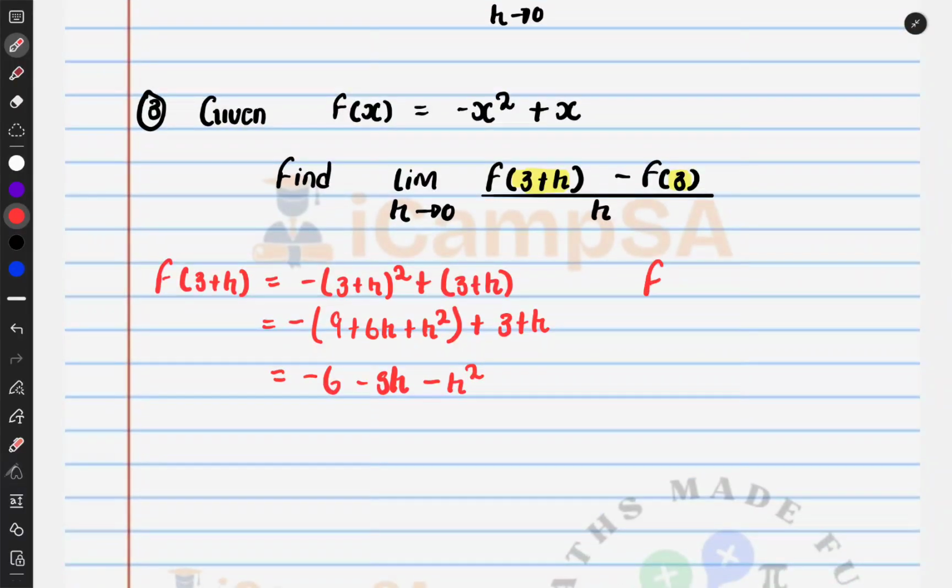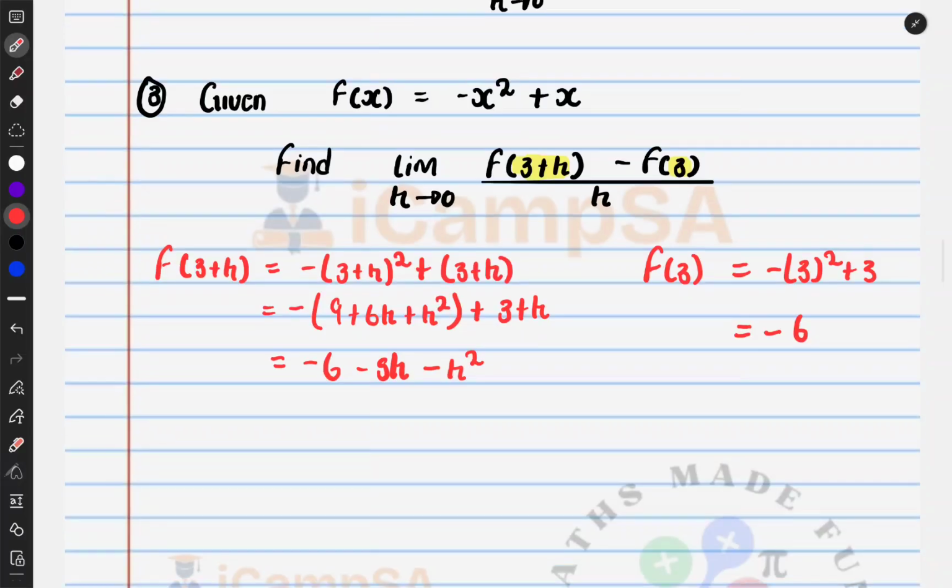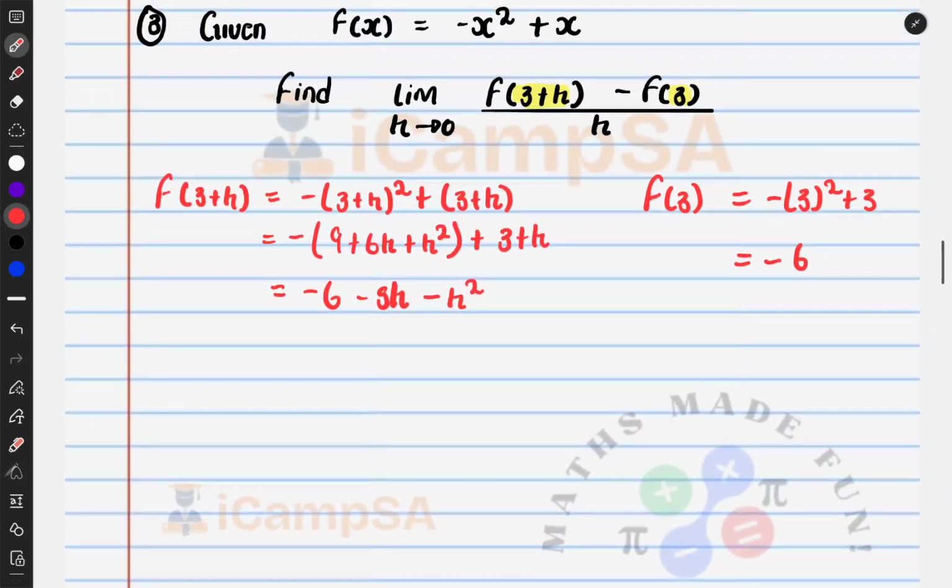I don't think so. Let's calculate f at 3, which would be equal to minus 3 squared plus 3. What is this? 3 squared is 9. We're going to have negative 9 plus 3, which is going to be negative 6. Okay, now we have those two.